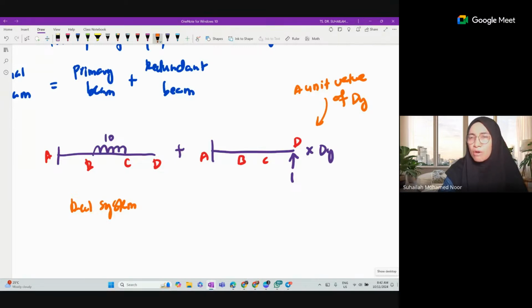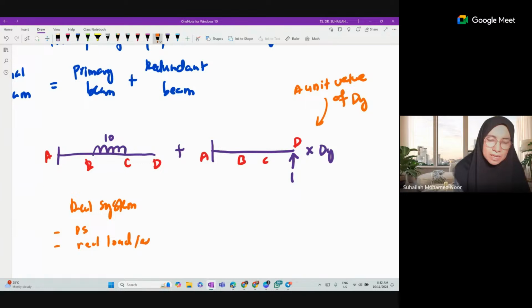What are the characteristics of the real system? It is a determinate structure subjected to real loads or external loads. We compare with the method that you have learned under 429. So the real system is a determinate structure subjected to real load or external load. And another one is the virtual structure, the virtual system.